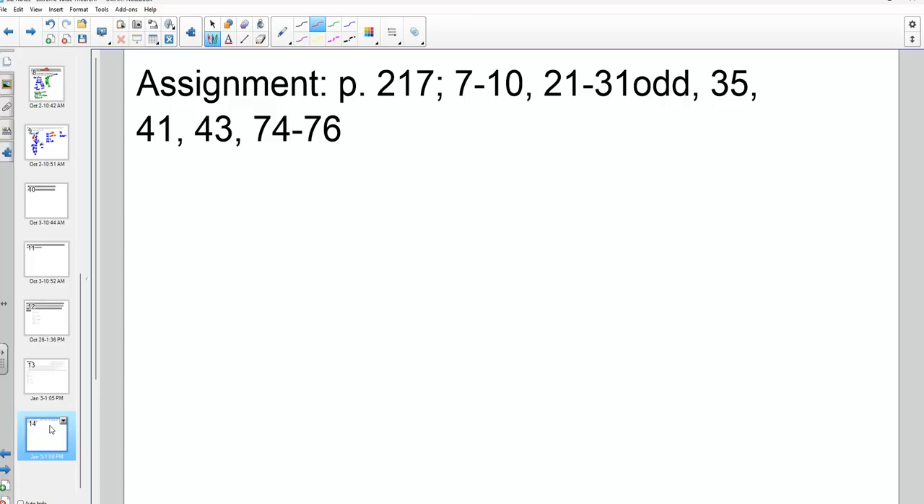Okay. 7 through 10, I want you to do still, because it's just a graph. Those are just graphs, okay? Then 21 through 31, we'll just do 21, 23, and 25. Okay, do those for me. 7 through 10 are just from graphs, they're not calculus.